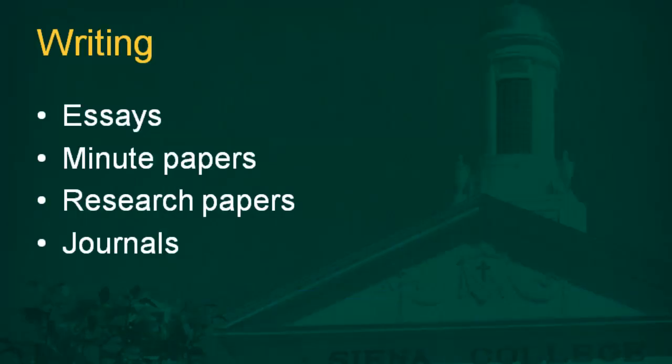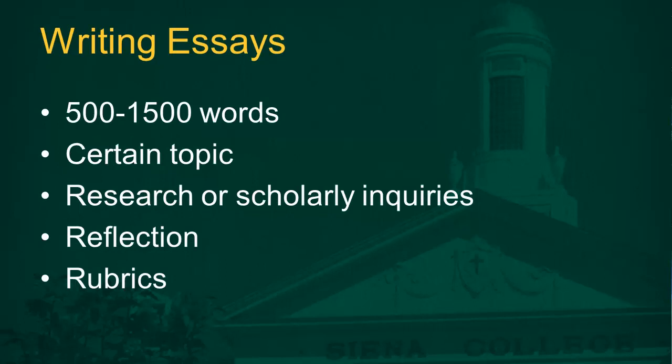Evaluation of student writing is an excellent source for determining writing ability, but can also be used for determining students' mastery of content. Types of student writing assignments include essays, minute papers, research papers, and journal writing. Essays are typically multi-page, 500 to 1500 word writing assignments meant for students to comment on a particular topic, begin or continue the formation of research or scholarly inquiries, or reflection on content that was introduced in class or as a result of another assignment.